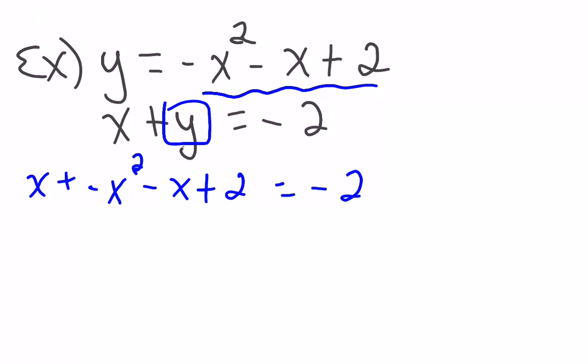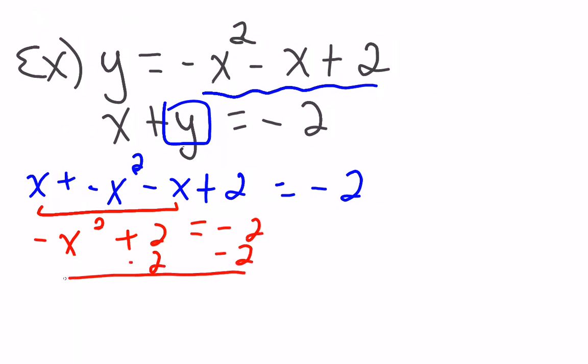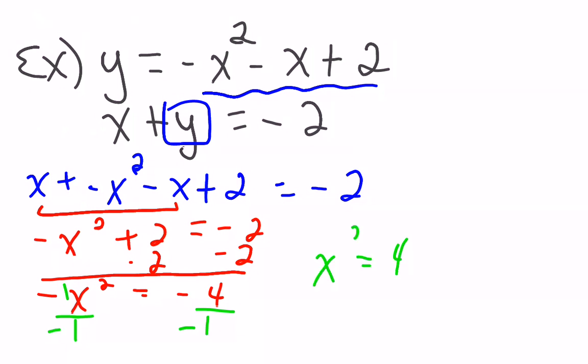All right. So combining like terms, x minus x is 0. So we have negative x squared plus 2 equals negative 2. We're going to subtract 2 from both sides. We have negative x squared equals negative 4. Divide both sides by negative 1. So remember, there's a 1 here. Divide by negative 1. So we have x squared equals 4.